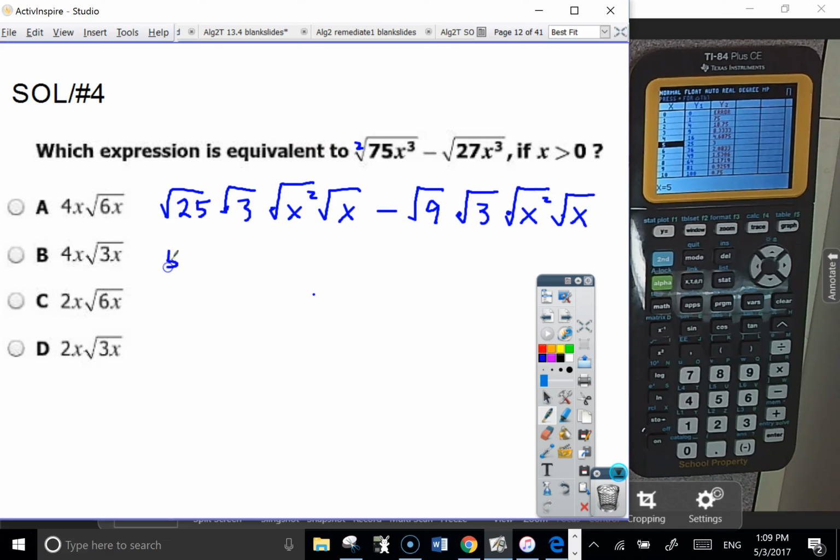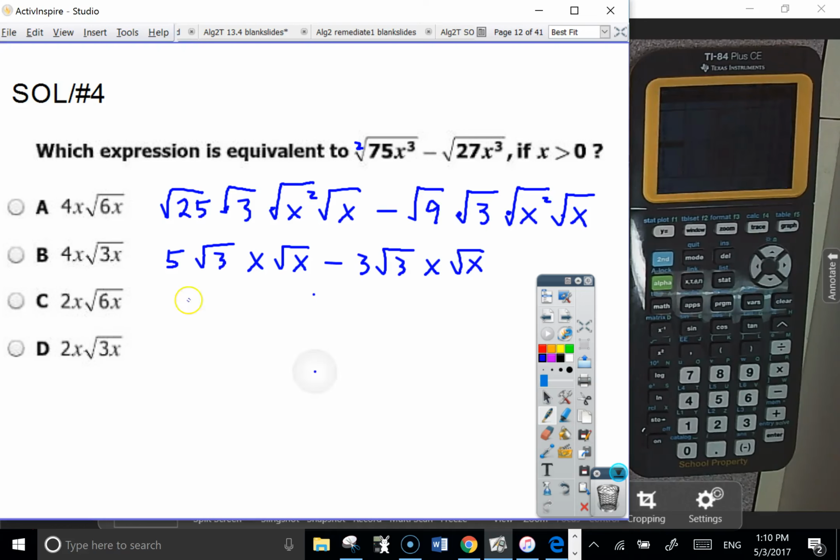So this is 5 times the square root of 3. What's the square root of x squared? x times the square root of x minus 3 times the square root of 3, x times the square root of x. And then we want to combine all the things that are outside the radical and all the things that are inside the radical. So it'll be for both terms. So that'll be 5x times the square root of 3x minus 3x times the square root of 3x.